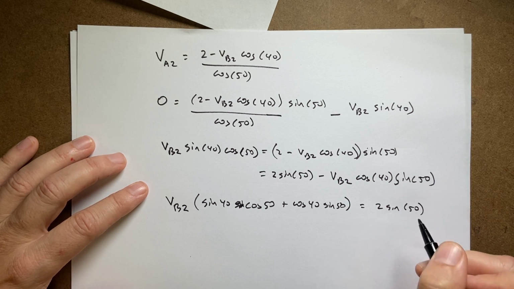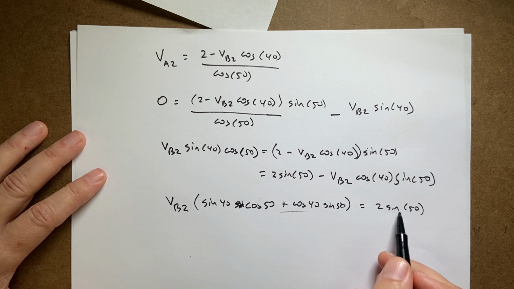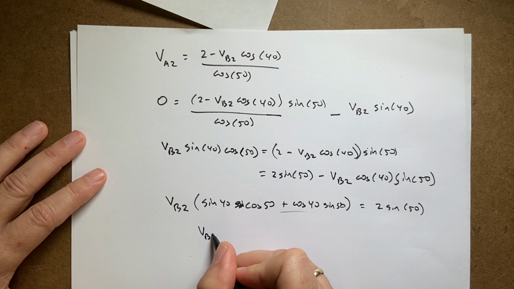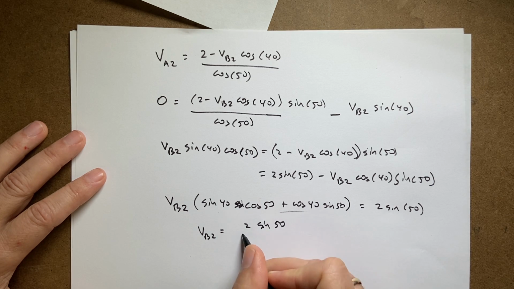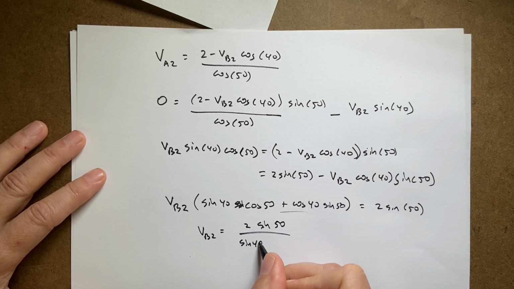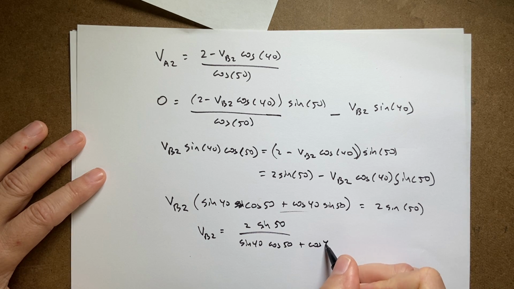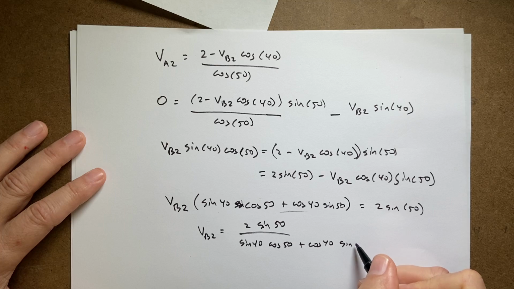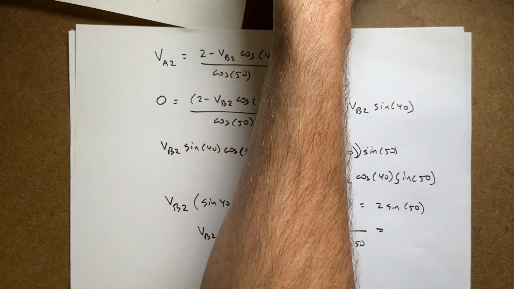And yeah, this looks bad, but these are all just numbers. It's really not too bad. So that's just a number, and I can divide that by that, and I get VB2 equals 2 sine 50 over sine 40 cosine 50 plus cosine 40 sine 50. Now it's calculator time.